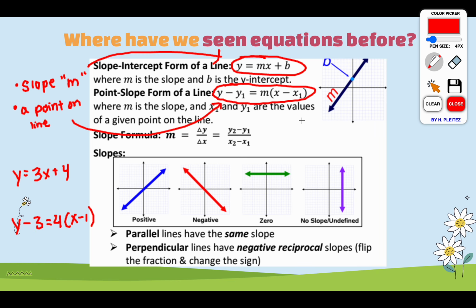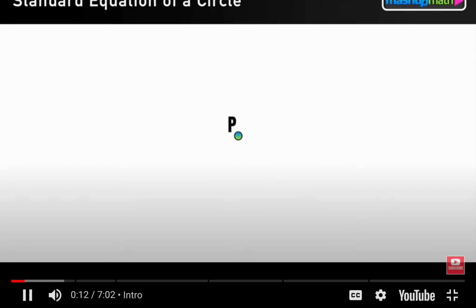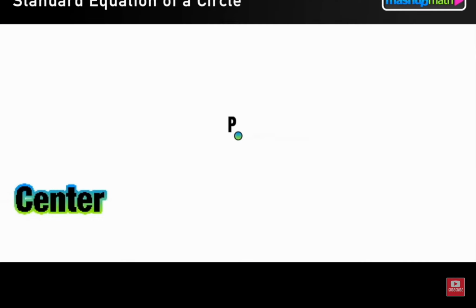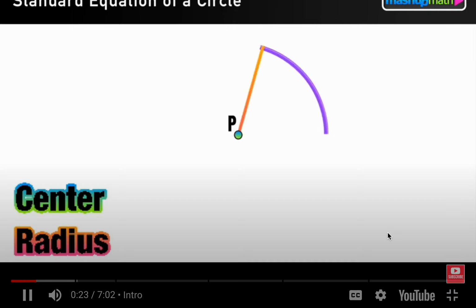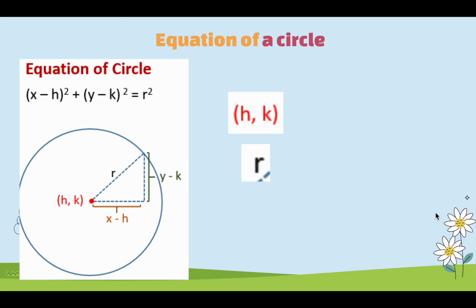So let's figure out the characteristics that we need before we move any further. Now, every circle has two basic components. We start with a center point, and we also have a radius of some determined length. And swinging that radius around the center 360 degrees creates our circle. So the two things that we need for our equation are the center and the radius.